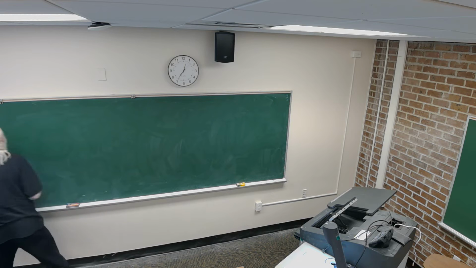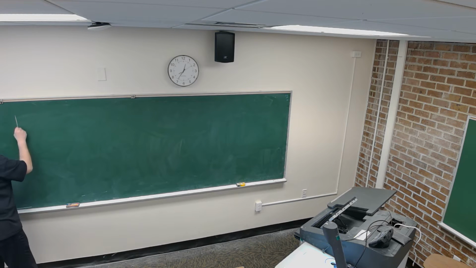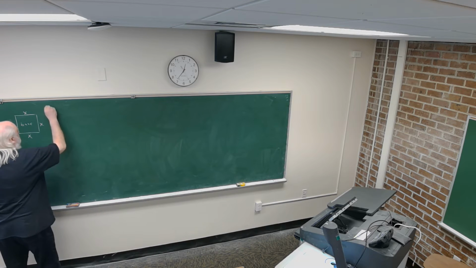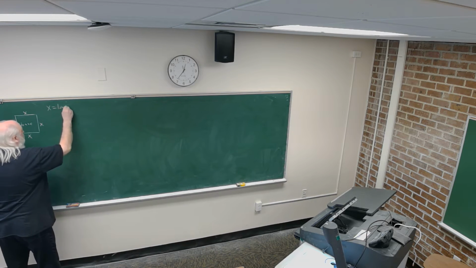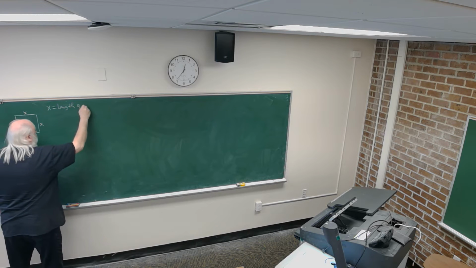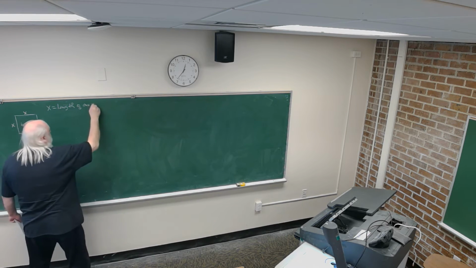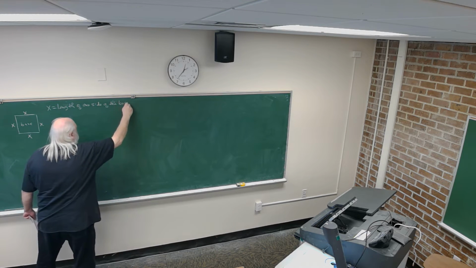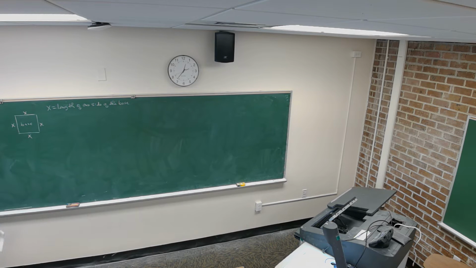So we're given that the box with the open top is going to have a square base. So we'll let X represent the length of one side of the base. So the area of the base is X squared.